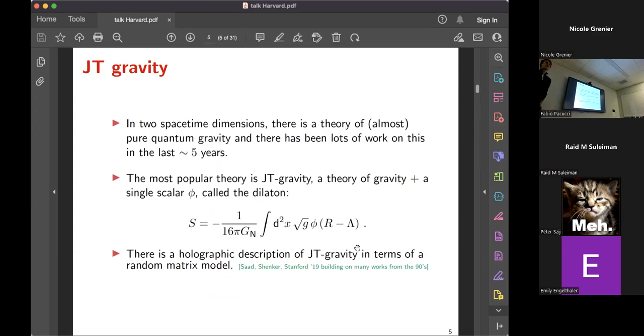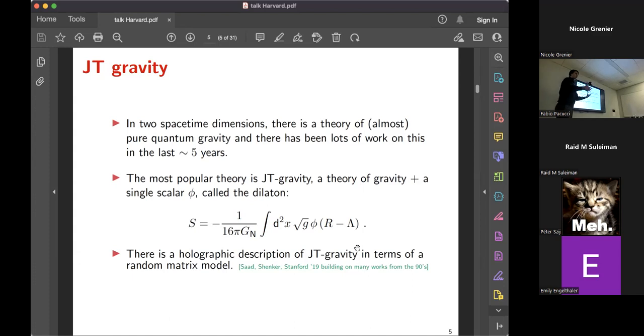There was lots of activity on this in the last 5 years. And the action is the following. It's almost like the Einstein-Hilbert action, but there's this additional scalar field phi here that doesn't have a kinetic term. Because of that, it's often called the dilaton, and this is dilaton gravity. This theory of quantum gravity is special because of this phi field: you can do the path integral exactly. You just integrate out phi, and it gives you the constraint that the curvature has to be equal to the cosmological constant.